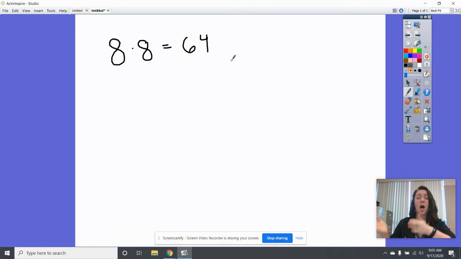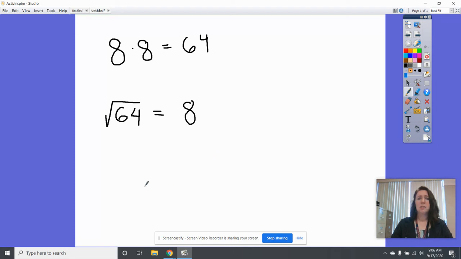Well, I can then undo that by taking the square root of 64. A square root symbol looks like this. The square root of 64. Now, square root really means what number multiplied by itself equals 64. Your calculator can solve that for you if that's not something you know. So some of these, like 64, that's pretty easy. We know 8 times 8 equals 64.